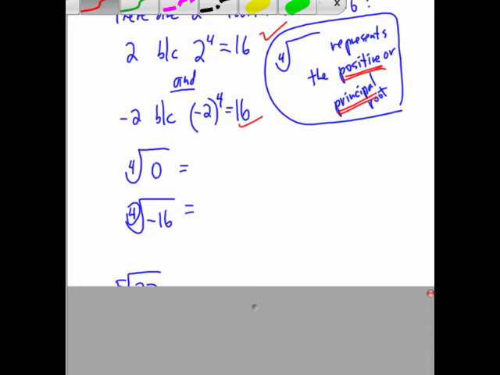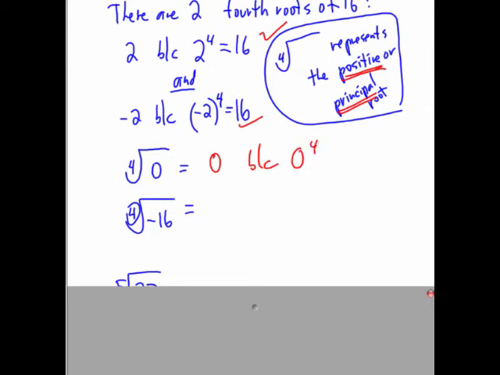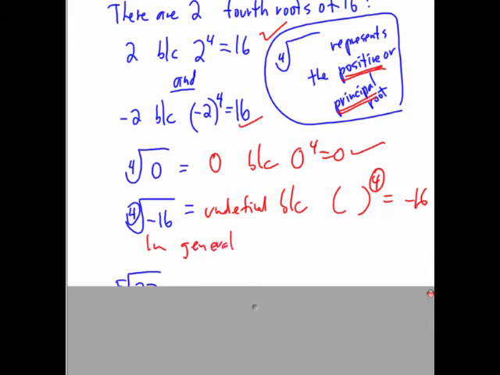Okay, so let's check out these situations. The 4th root of 0 would be 0, because 0 to the 4th is 0. The 4th root of negative 16. Thinking about that for a moment, it's undefined because nothing to the 4th exponent will be negative, right? Anything to an even exponent will be positive. So in general, the 4th root of x is possible if the radicand is 0 or larger.